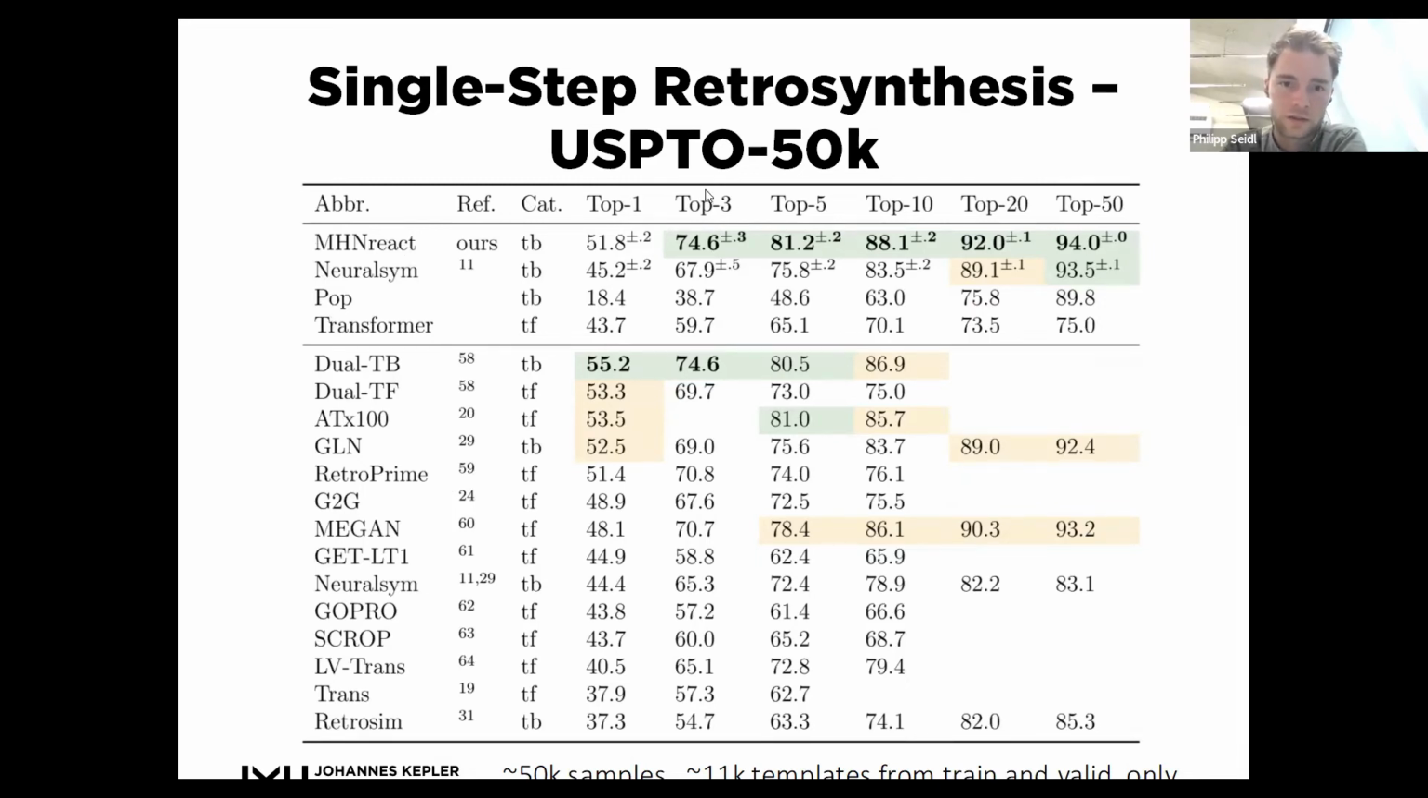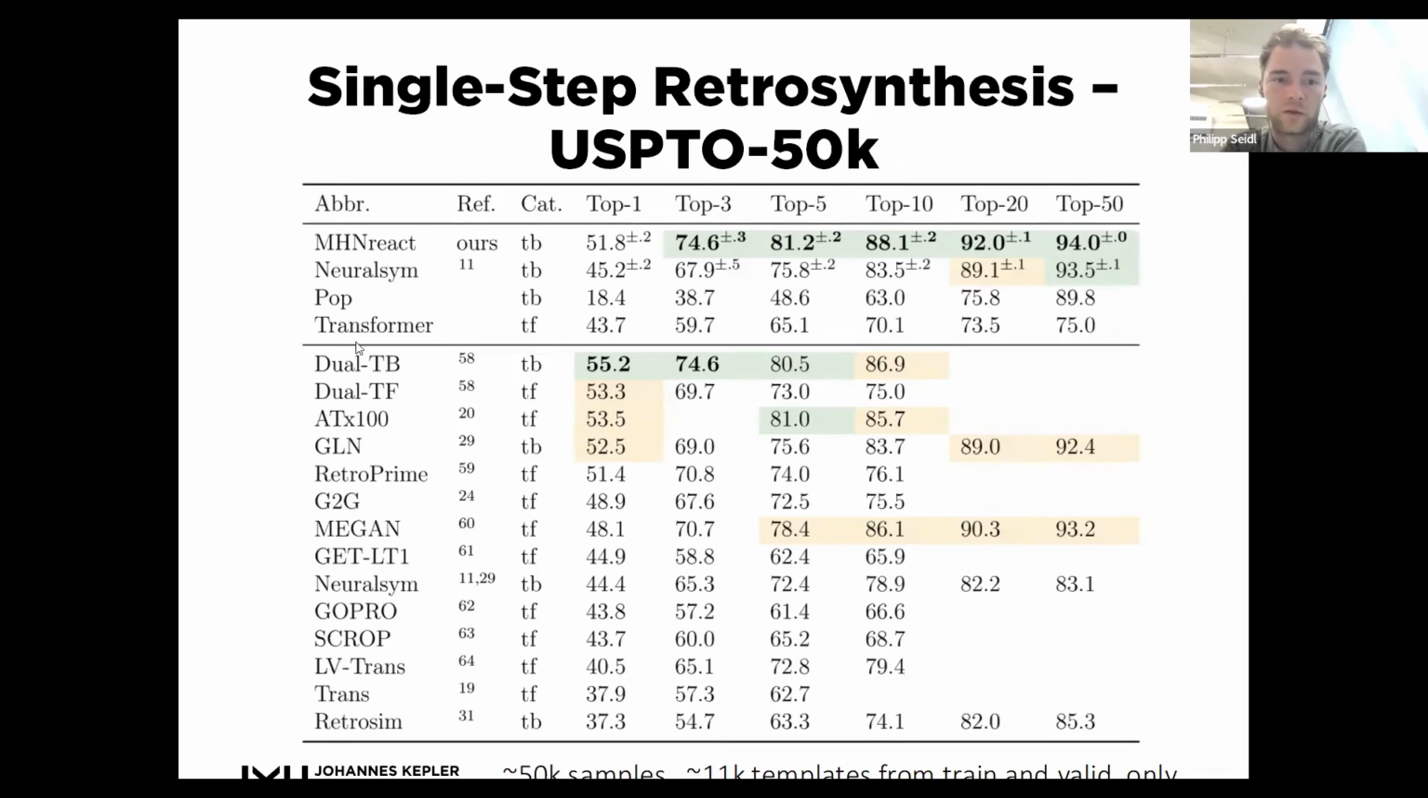And you can see here that in the top 3 regime, so if you look at top 3 accuracy or more than 3, we are state of the art here, and we achieve, for example, in top 5, 81% top 5 accuracy, which is really astonishing. So when we started, we would not have thought that we get this high, because there are so many other methods which are doing really, really cool stuff.